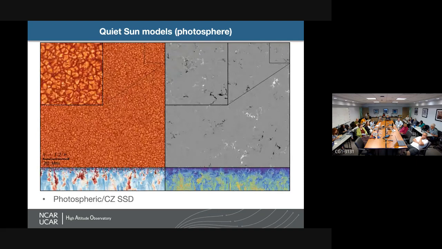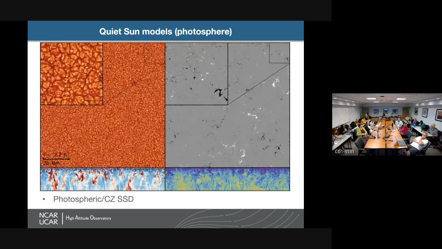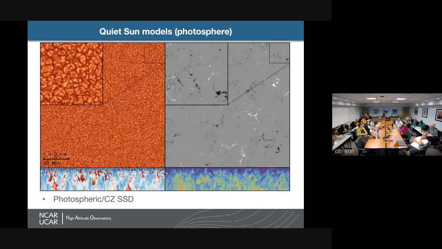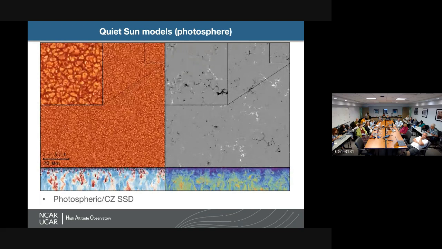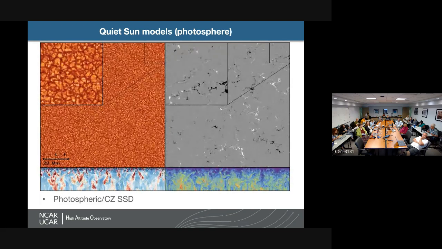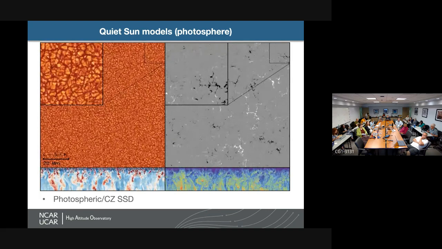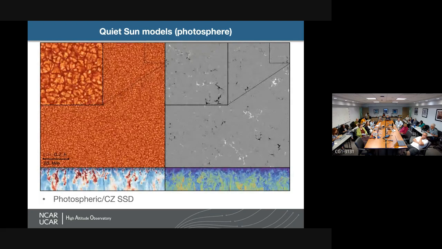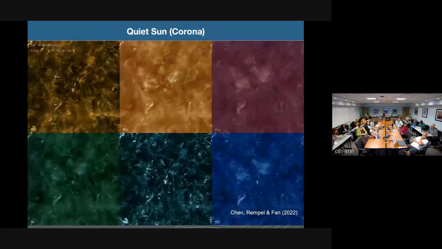So I mentioned that we have magnetoconvection in the photosphere, and this is just an example of how a large-scale quiet sun model looks. And this magnetic field you see in here is maintained by a small-scale dynamo. That is not something you have to impose. The simulation just maintains this against ohmic decay. And then when we have a quiet sun corona model, all we do is add a corona on top of this. And it roughly looks like this.